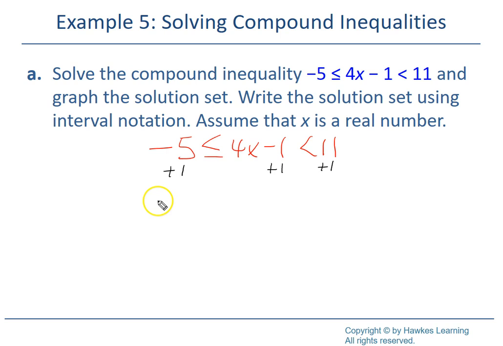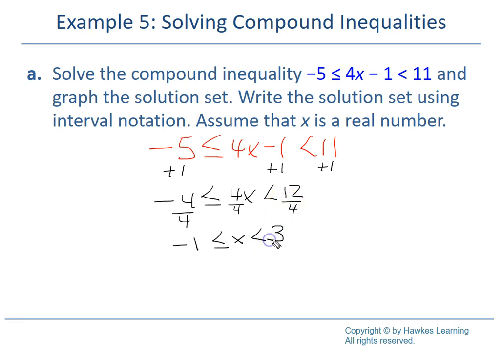So now this becomes negative 4 is less than or equal to 4x. This canceled out and became a 0, and this is less than 12. Again, we want to isolate the x, so we're going to divide this by 4, this by 4, and this by 4. So here this becomes negative 1 is less than or equal to x is less than 3.